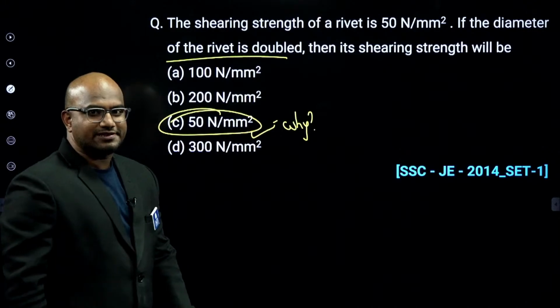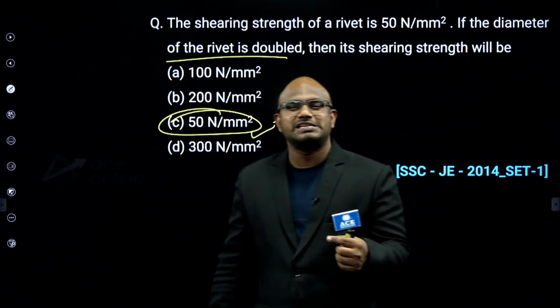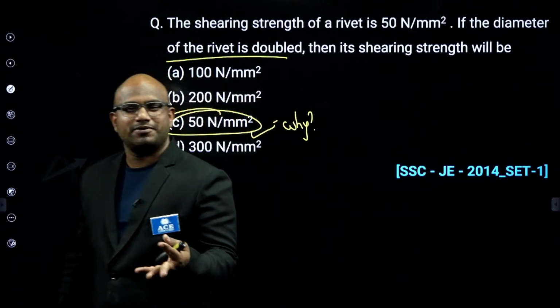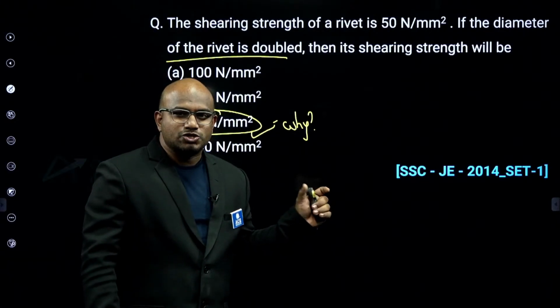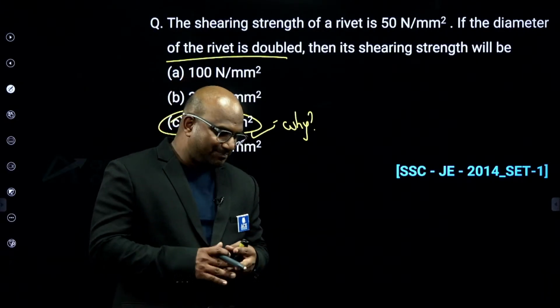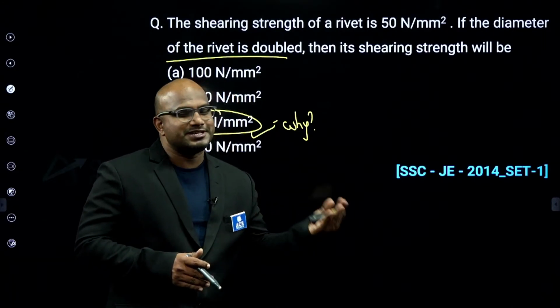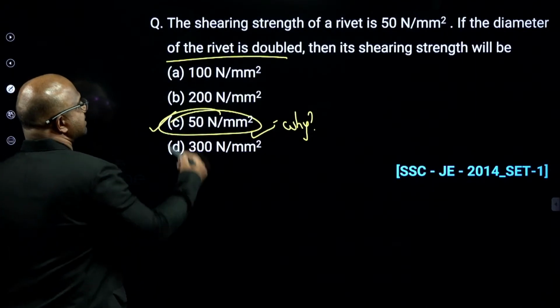Simple logic, guys. The strength is a material property. It won't depend upon the size, shape, anything, guys. As given, shear strength of the rivet is a typical material property. So definitely, guys, whether it's a big rivet or small rivet, my shear strength will be the same itself. The answer is 50 megapascal.